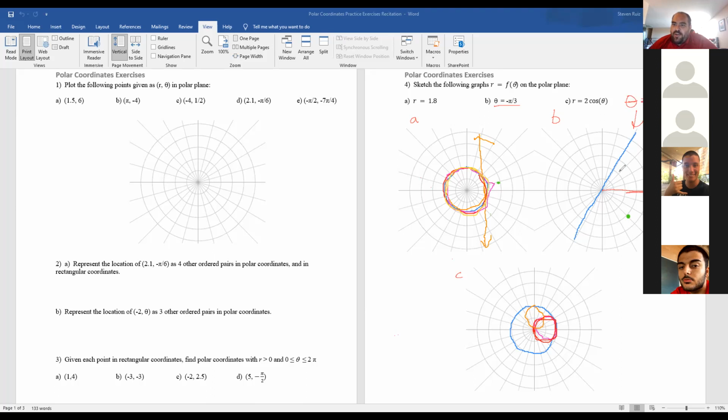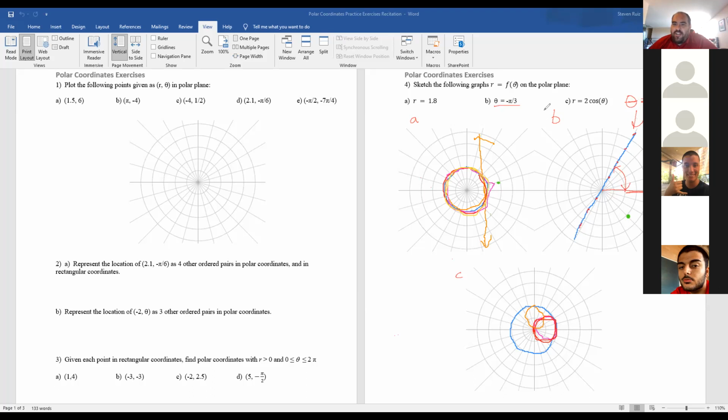Because if I have a constant theta value, you all just told me that theta was the angle that I'm interested in. And if my theta is constant, that means I want every point that's on a certain angle with respect to this positive x-axis. So this straight line going through the pole at this angle should be positive pi over 3.